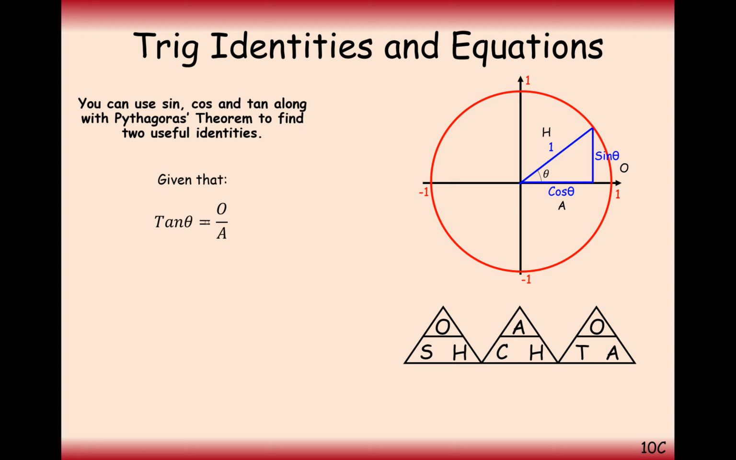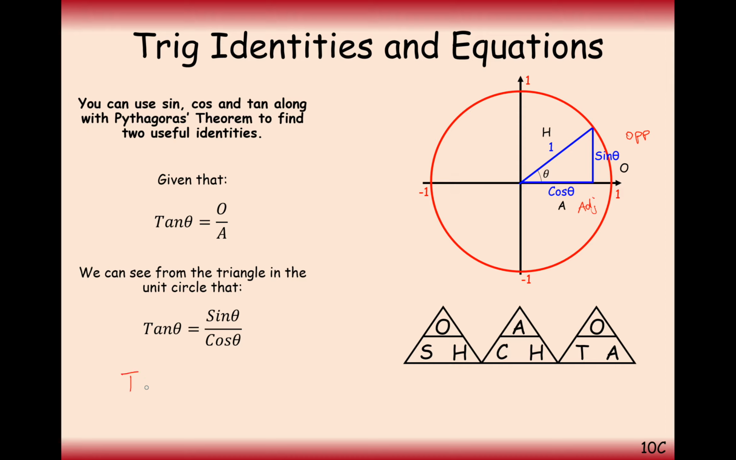Tan is equal to opposite over adjacent. So if we work out what tan of this angle here is, opposite is sine and adjacent is cos, on the lengths of these sides here. So in this case, tan is equal to sine, which was our opposite side, divided by cos, which was our adjacent side. So tan equals sine divided by cos.